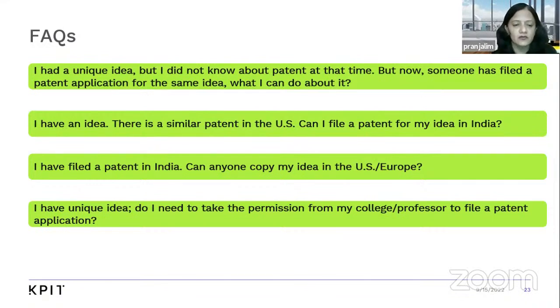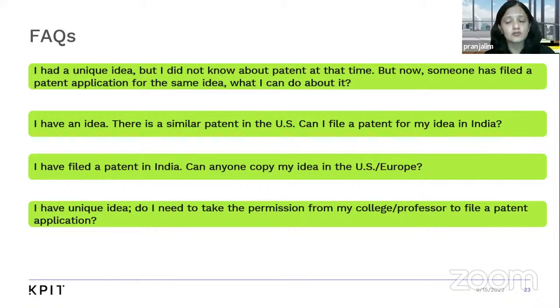And the last question that we will address is more specifically for the students and Sparkle students. Let's say you have a unique idea, then do I need to take permission from my college or professor to file a patent application? So these are the IP issues that we were discussing in the earlier slides. So your college will have certain IP policies in place, and if you have developed that idea during the course of your college hours, using the college resources and so on, and you have well-defined IP policies in your college, then it is definitely advisable to get the permission from the college or the professor.